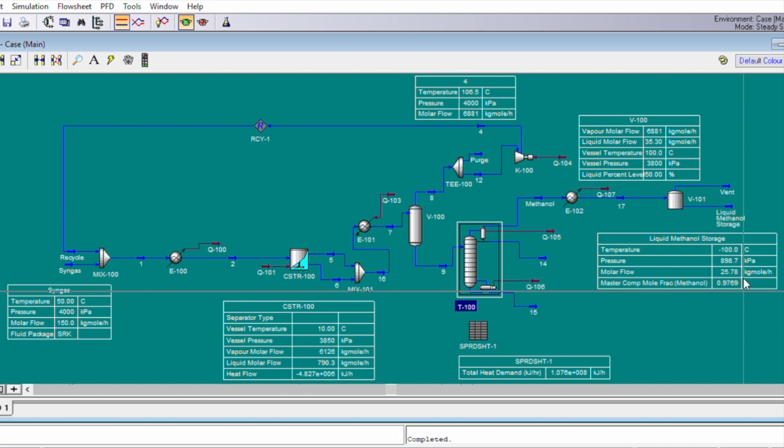In the end, we successfully get our methanol purity in the liquid methanol storage of 0.9769, the molar flow rate is 25.78 kgmole per hour, and the temperature is negative 100 degrees Celsius. The total heat demand in our PFD is 1.076E+008 kJ per hour. This is our PFD of the production of methanol.